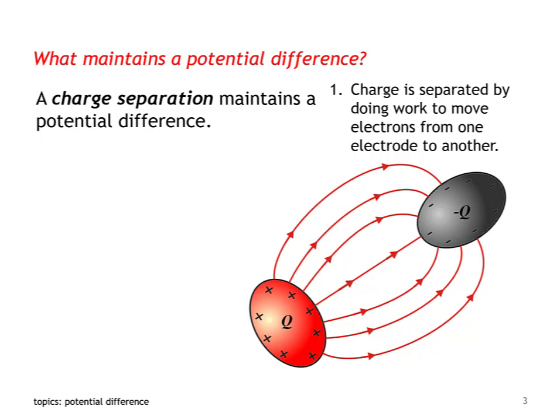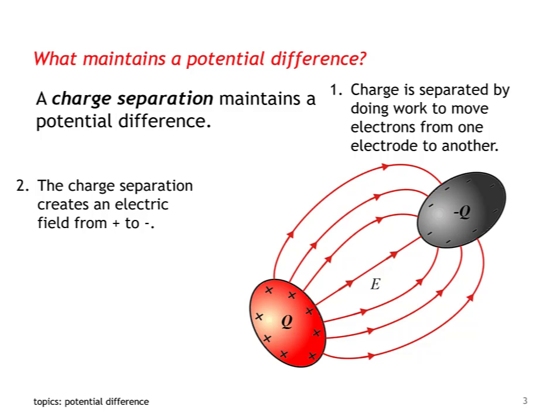charge is separated by first doing some work to move electrons from one location in space to another. For this discussion, we're going to be talking about batteries, and these 2 locations in space, we're going to call them electrodes. One electrode will collect or attract, if you will, the positive charge, while the other electrode will attract the negative charge. But in order to separate these charges, work must be done.